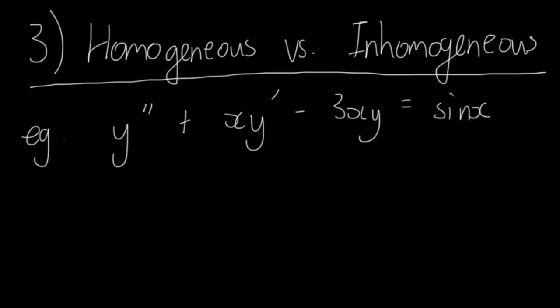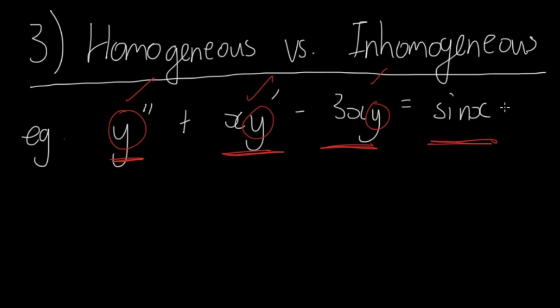We look at each individual term and look for the dependency on y, our dependent variable. So in this term, there is y dependency, so we give that a tick. In this term, there is y dependency, give that a tick. In this term, there is y dependency, give that a tick. But in this term, there is no y term, and x is independent of y. And therefore, this is an inhomogeneous differential equation.